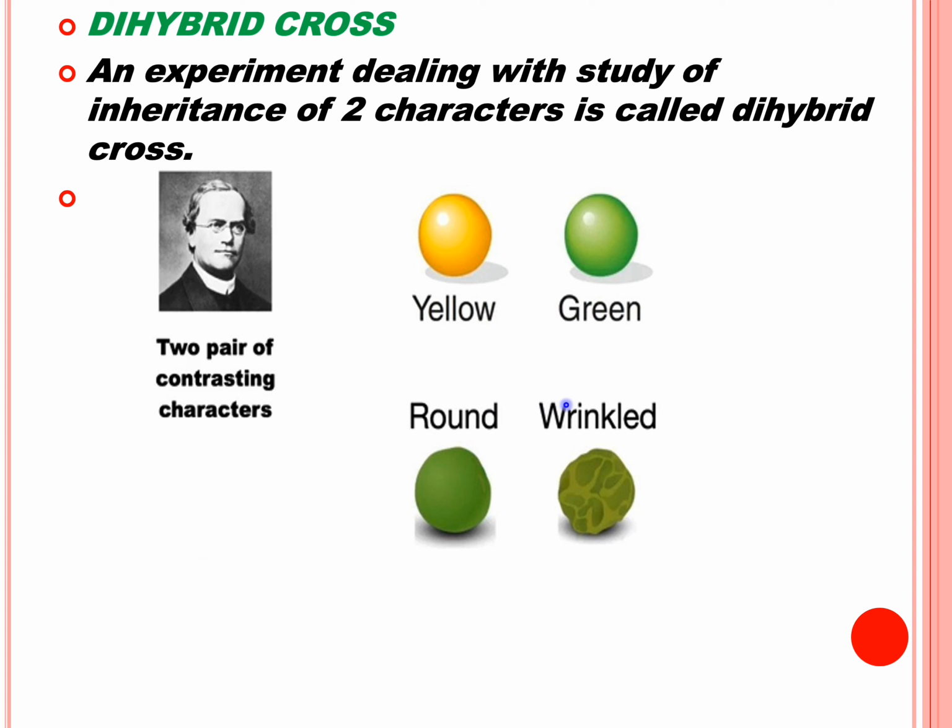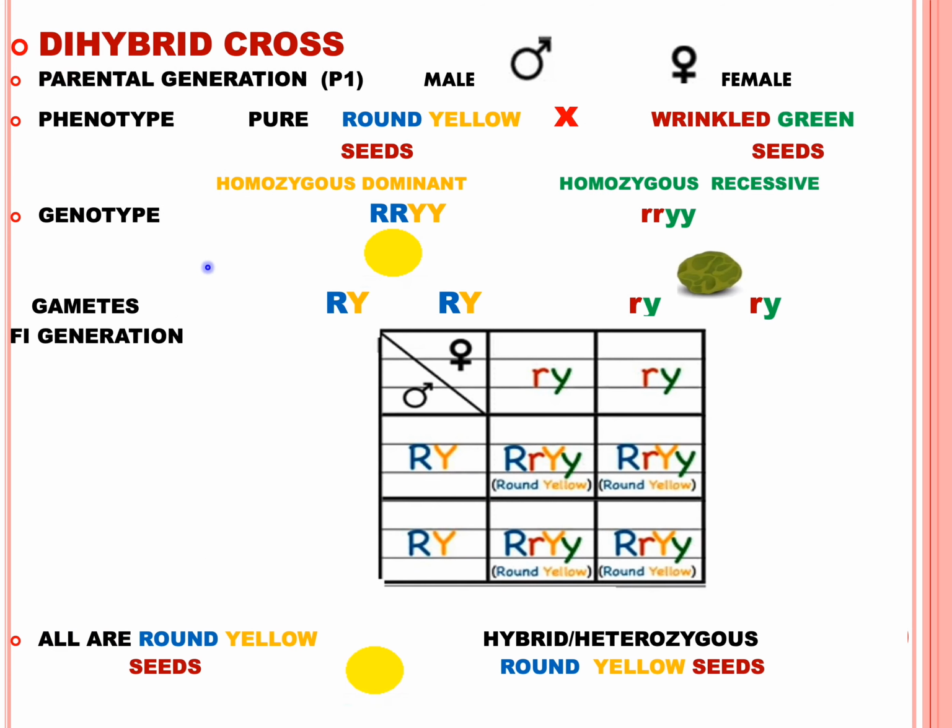Mendel selected pure breeding pea plants for yellow and green color of seeds, and round and wrinkled shape of seeds. What did Mendel do in this experiment? Let us see the dihybrid cross, in which Mendel studied the inheritance of two characters having the two pairs of contrasting traits.